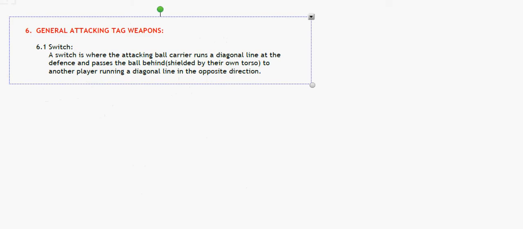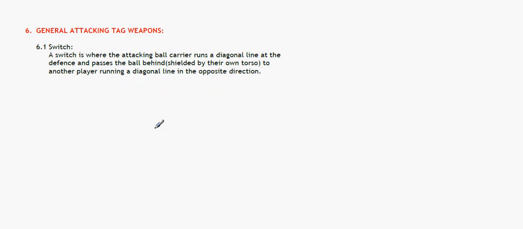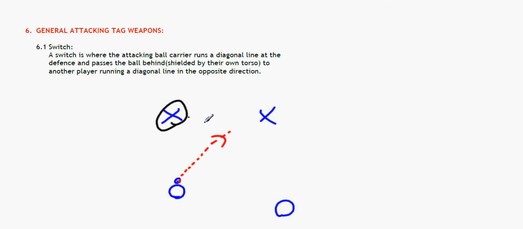Okay, now, general attack weapons. We're all very familiar with the switch, where we have two defenders and a ball carrier. What we're going to do is run in. The ball carrier is going to drift in on an arc and run. The hope is that this defender here will track in, and then this attacker is going to cut across, receive the ball, and straight behind they do a switch pass straight through. It's very basic.